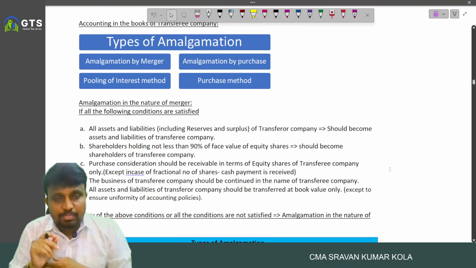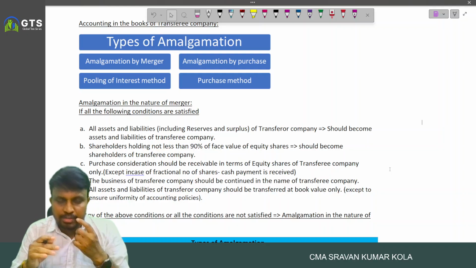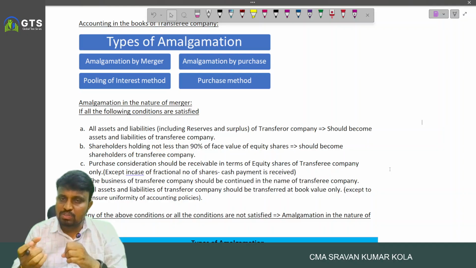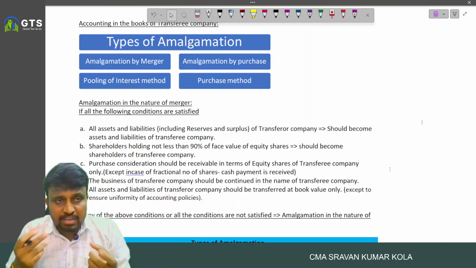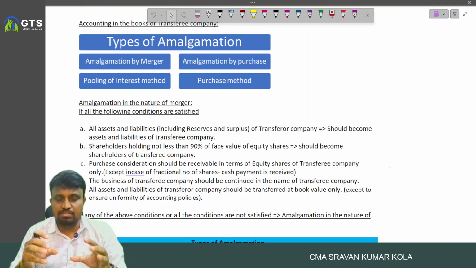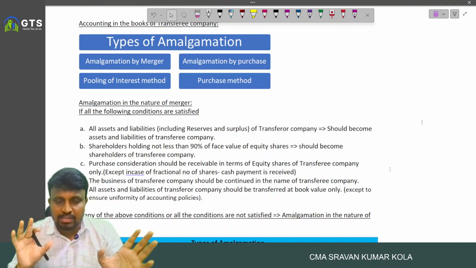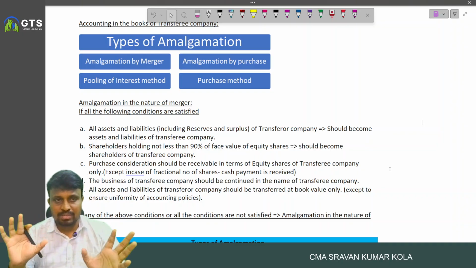So coming to the second part of amalgamation. In this session, we are going to discuss two things. One is accounting in the books of transferor and accounting in the books of transferee company. In the previous session, I already told you, AS 14 is applied only in the books of transferee company. In the books of transferor company, AS 14 is not applied. Simply we write dissolution entries in the books of transferor company.